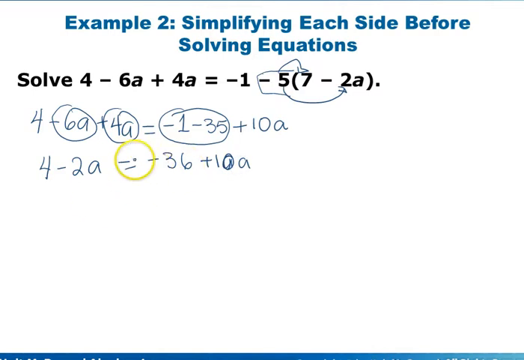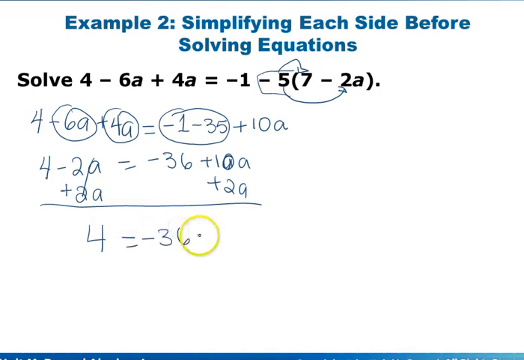Alright, so now I'm going to move. It doesn't matter which way you move things, but try to always move the smaller number. So in this case, I have negative 2 and positive 10. So let's move the negative 2 by doing the opposite. So it's going to be 2a. And these will cancel, and we have 4 equals negative 36 plus 12a.